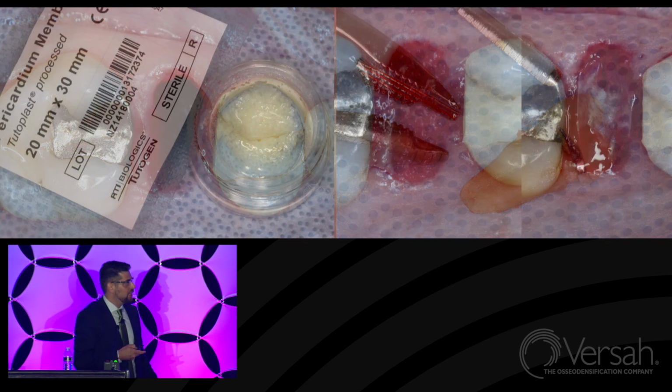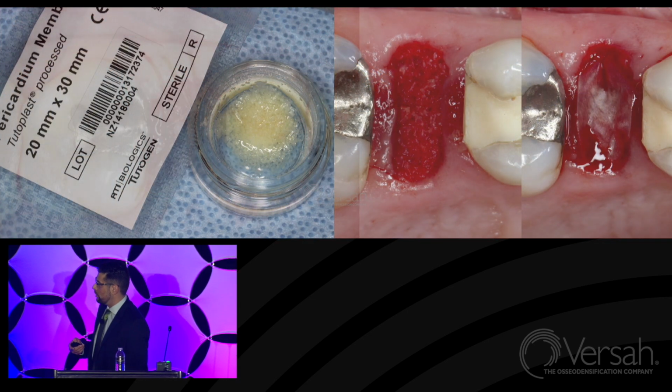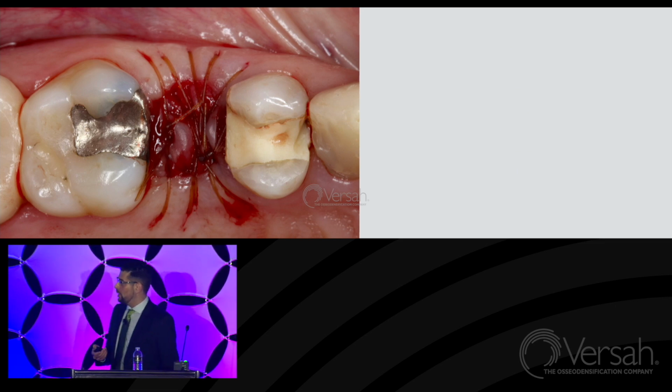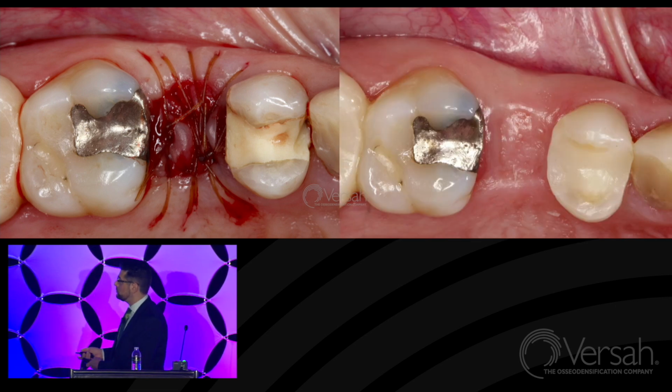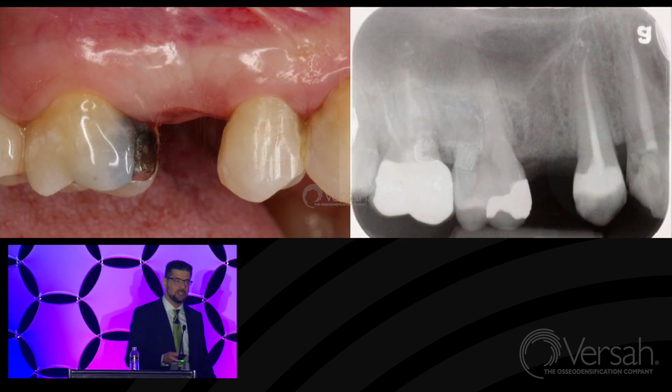Patient comes back, and that's what the site looks like. What am I going to do at this point? I'm going to use the same approach that I showed you before, and do a flapless implant placement because I have this much residual height. I don't know exactly where the sinus floor is. So to me, this is just a no-brainer, something very easy to do.